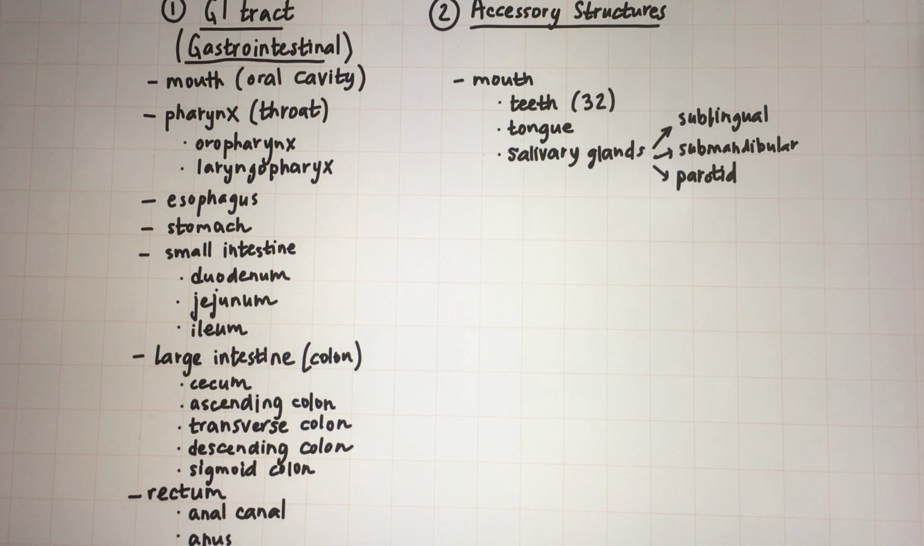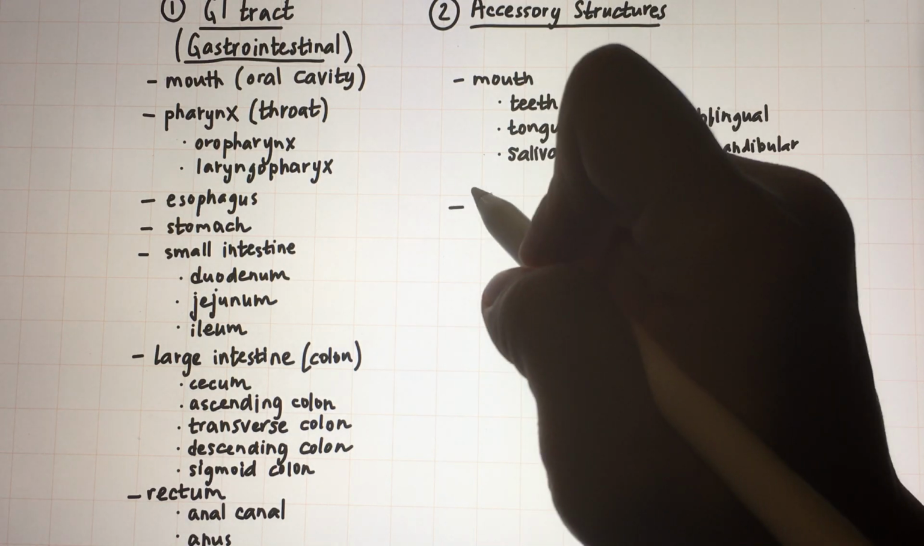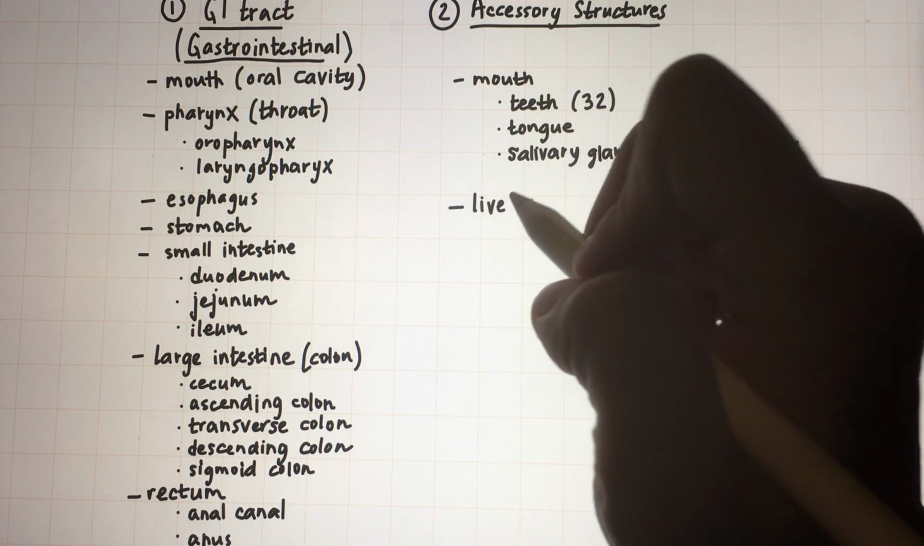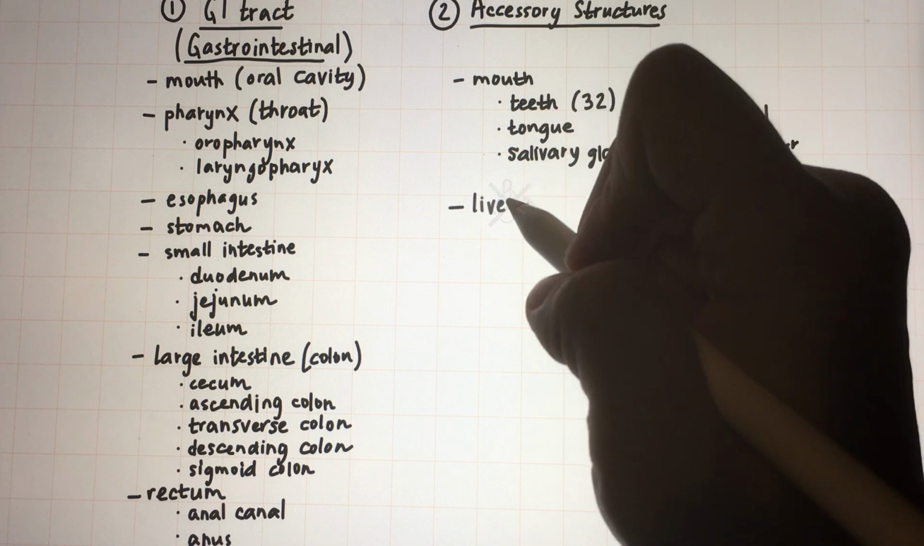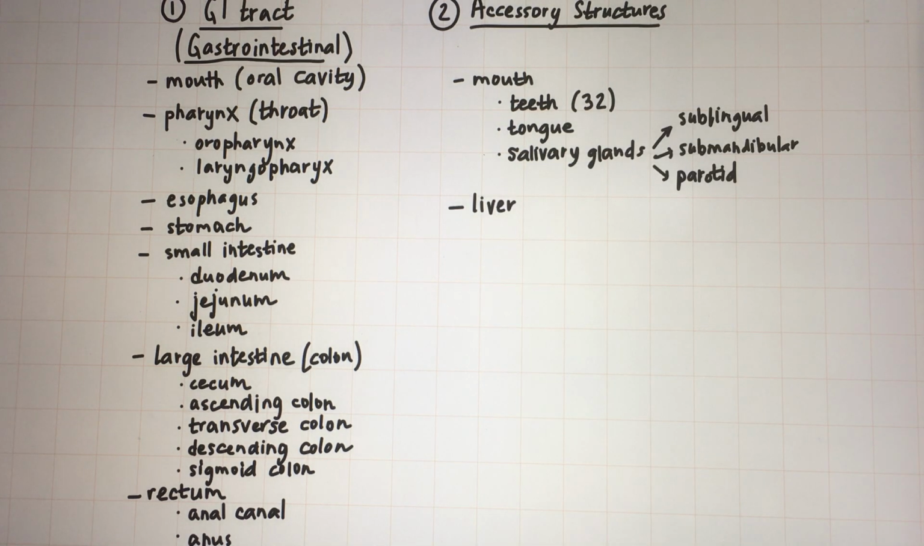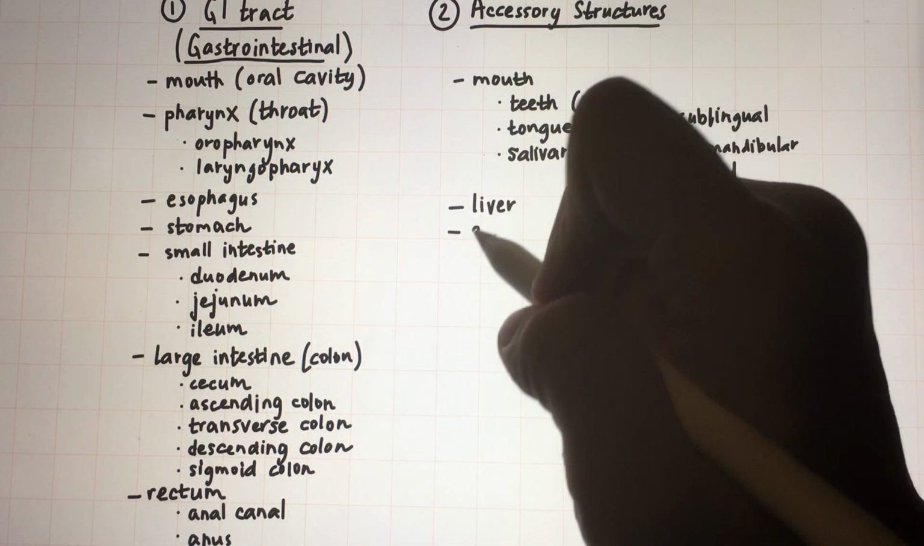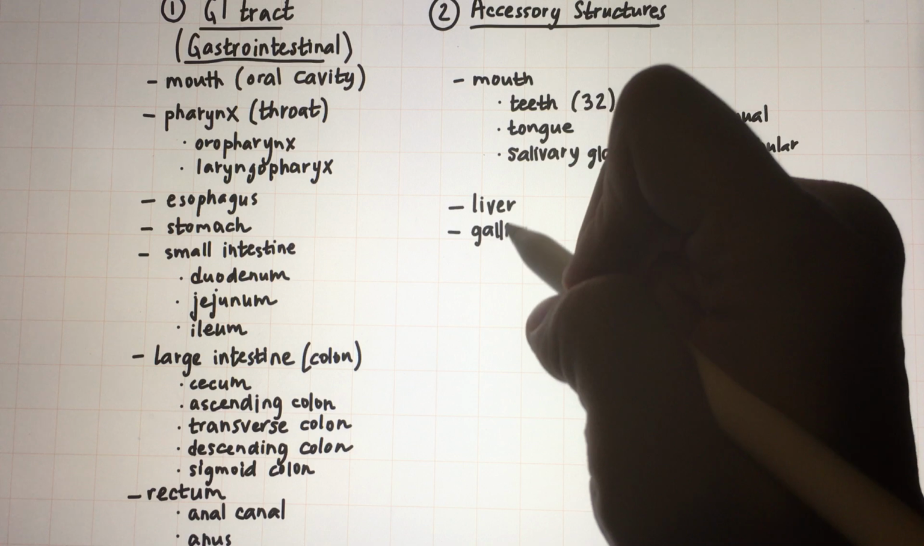Continuing with the accessory structures of the digestive system. The next accessory structure is the liver. The liver is a large organ under the diaphragm on the right side of the body. It produces digestive enzymes. It also removes toxins from the blood and directs them into the duodenum of the small intestine. Attached to the liver is a pouch called the gallbladder.